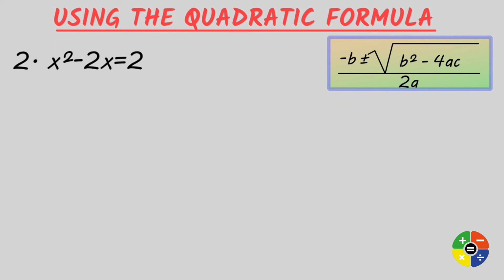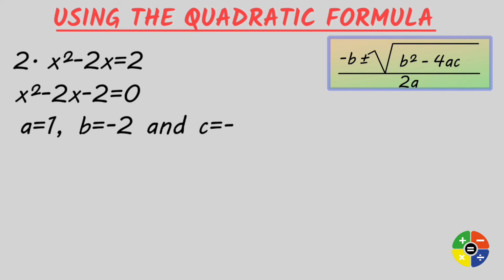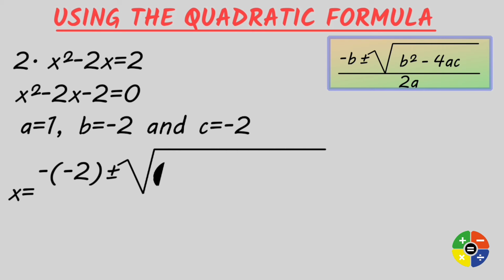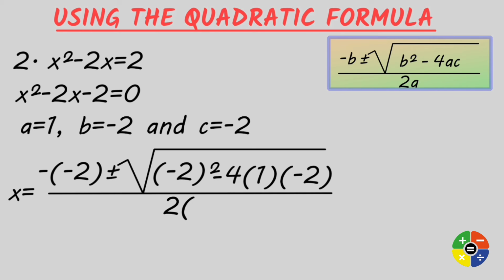2. x squared minus 2x is equal to 2. Here, we start by reordering the quadratic equation into standard form by putting all terms on the left-hand side. We will have x squared minus 2x minus 2 is equal to 0. Bringing out the numerical coefficients, we have a is equal to 1, b is equal to negative 2, and c is equal to negative 2. Substituting into the quadratic formula, we have x is equal to negative into negative 2, plus or minus the square root of negative 2 all squared minus 4 into 1 into negative 2, divided by 2 into 1.